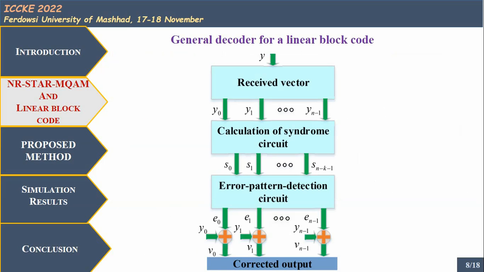The general process of the decoder for a linear block code is shown in this slide. From the received signal, the syndrome is calculated, and after using the error pattern detection circuit, the corrected bits are calculated.